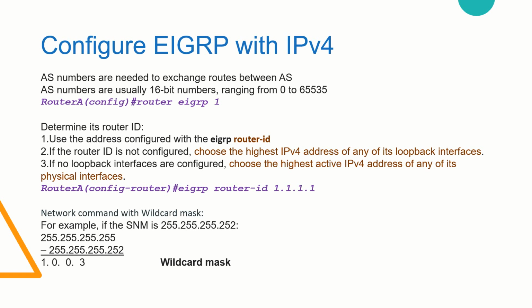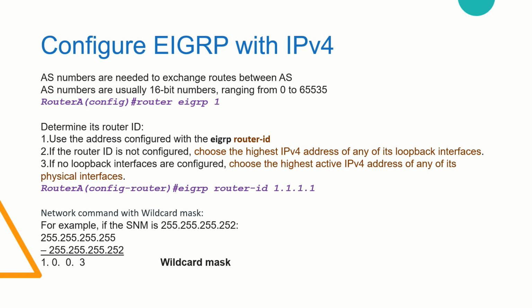Configure EIGRP with IP version 4. Now we want to enable EIGRP and configure EIGRP routing. AS numbers are needed to exchange routes between autonomous systems, and it can be between 0 to 65,535. First, we should write here, in configure terminal mode or global mode, router EIGRP AS number.